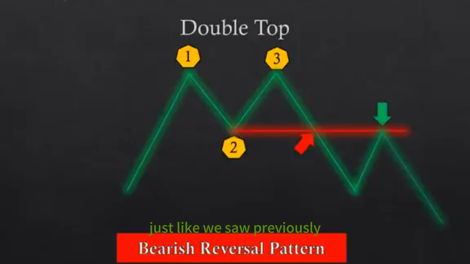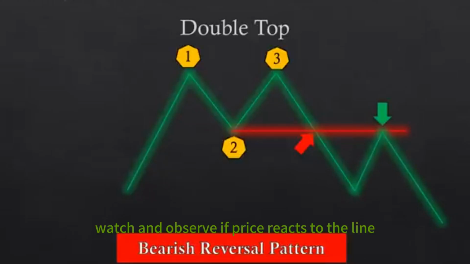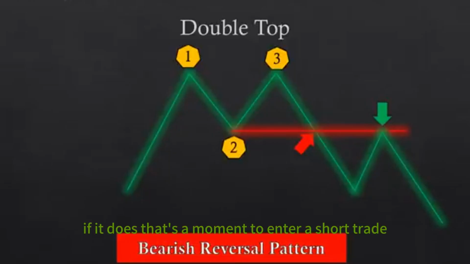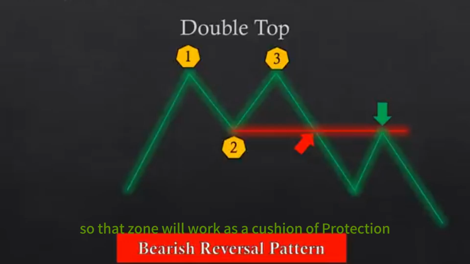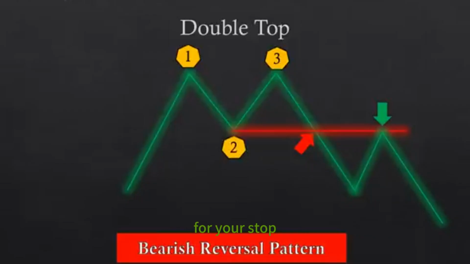Just like we saw previously, as price retraces back to the breakout line, you should watch and observe if price reacts to the line. If it does, that's a moment to enter a short trade with a stop above number 1 and number 3. That's the logical stop loss order because as price breaks below the line, it confirms a supply zone in high number 3. So that zone will work as a cushion of protection for your stop.